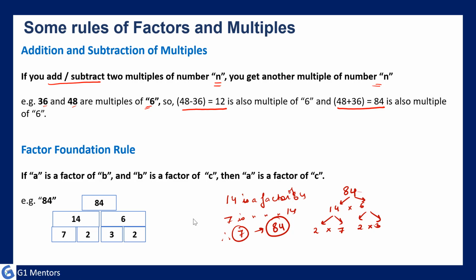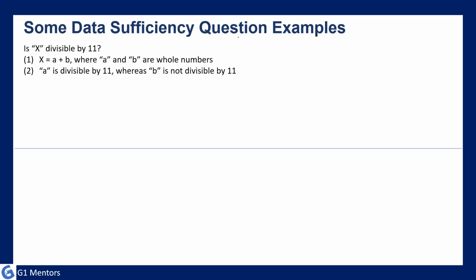Let us take some examples of data sufficiency questions to understand it. Is x divisible by 11? Since it's a data sufficiency question, we write AD, BCE. Let's take the first statement. x is equal to A plus B, where A and B are whole numbers. We don't know the values of A and B, and we don't know whether these are divisible by 11 or not. So the first statement by itself is not sufficient. So we strike out A and D.